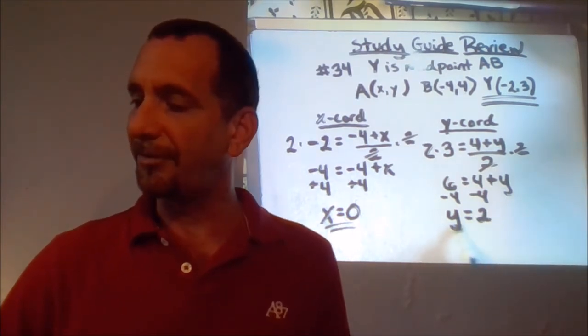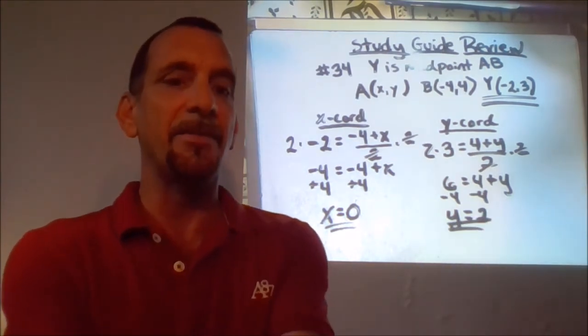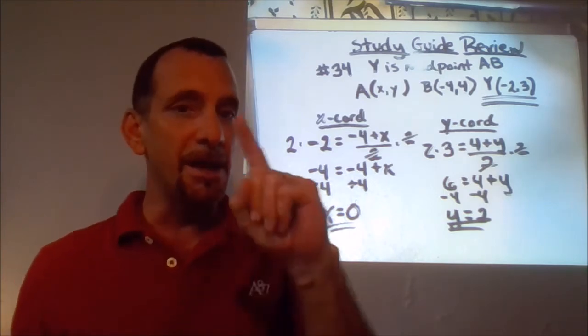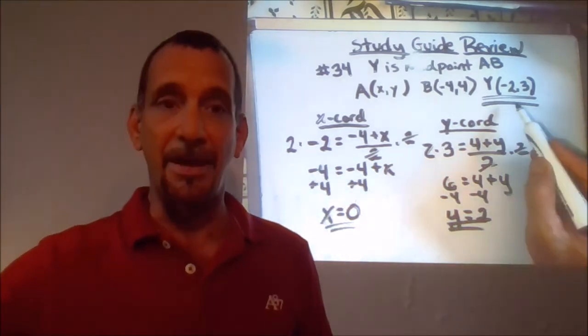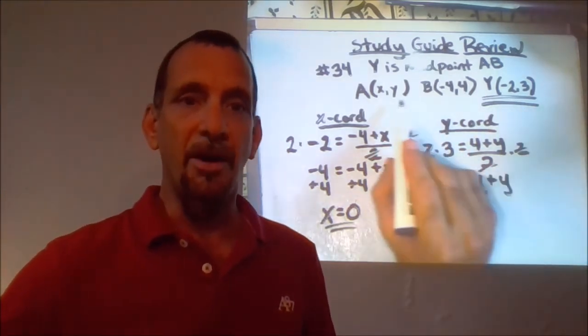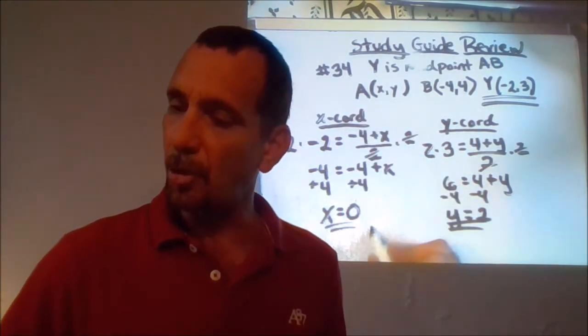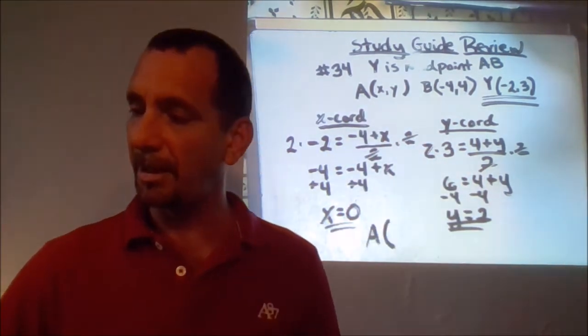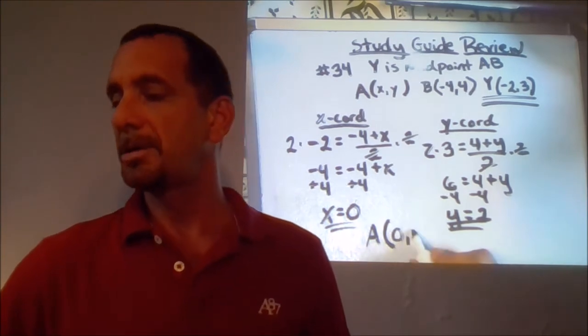Now we didn't even have to graph it, but we just found the x and y coordinate, not of our midpoint, because we already got that, but of our other endpoint. So the coordinates of A, which is what they're looking for, are 0, 2.